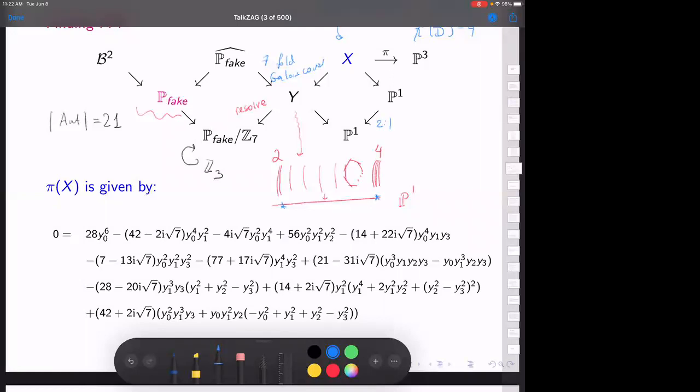So unfortunately— yeah, if possible to ask one question, please. Yes, please. I would ask you, if possible, to tell us a few words about the motivation, why these fake projective planes are important, interesting, where do they appear naturally, et cetera, just briefly, please.